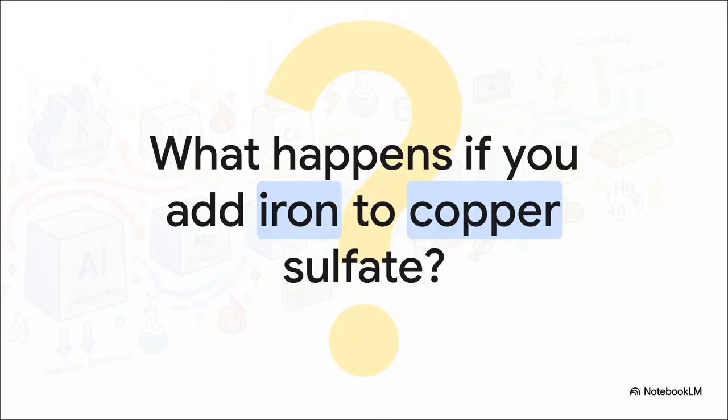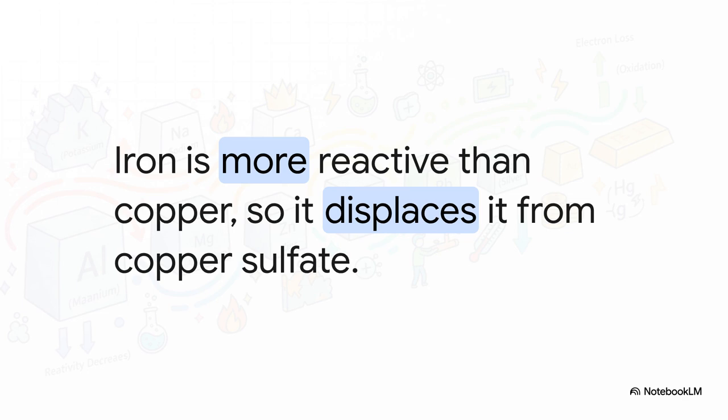Okay, quiz time. Let's put this into practice. Imagine we drop a piece of iron into a beaker of blue copper sulfate solution. What's going to happen? Have a look at the series. Where's iron? Where's copper? Who's higher up? What do you think? Yep, you got it. Iron is higher up the series than copper, which means it's more reactive. So it literally just pushes the copper out of the way, takes its spot in the sulfate compound, and you're left with iron sulfate and solid, pure copper.